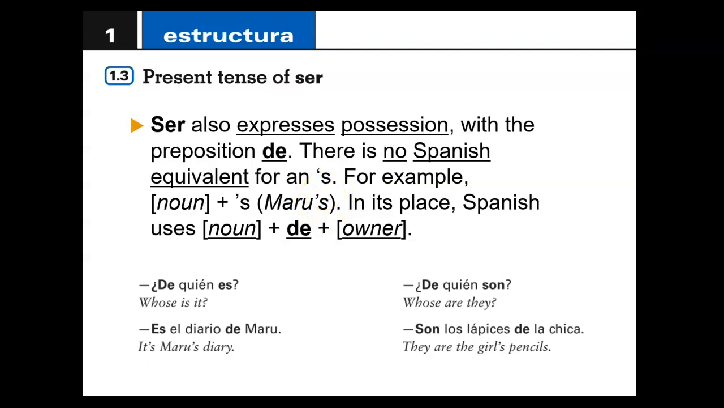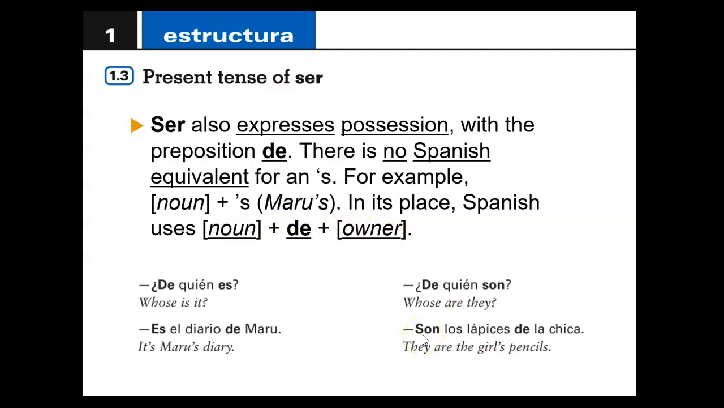So anytime you want to show possession, it has to be in order. It has to be the noun, then you're going to say de, then you're going to put the owner's name. So for example, first is es. Here's my noun, diario. Now there's de, so remember we have to use the preposition de. And who's the owner? Maru is the owner. So es el diario de Maru. And we use es because we're talking about one thing. It's only one diary. So yes, it's Maru's diary. We have to make sure that we follow this construction. Again, it's the noun plus de plus the owner anytime we're trying to show ownership.